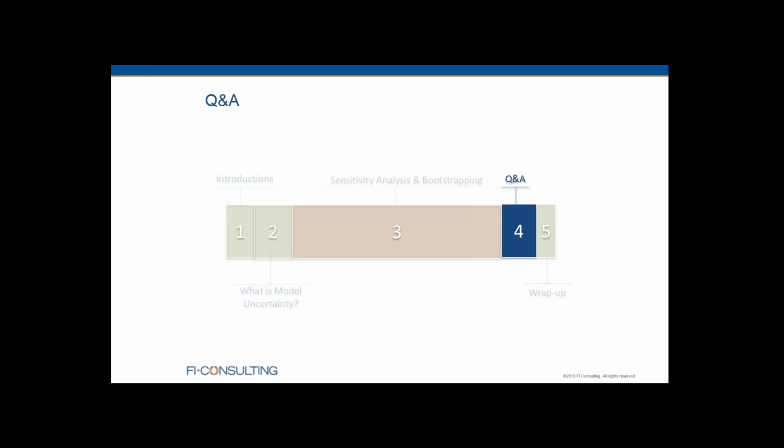Great, thank you, Rob. Our next question is related to bootstrapping. Is bootstrapping just another type of sensitivity analysis? And I'll hand that over to Vadim. Yes, I think you can definitely think about it this way.